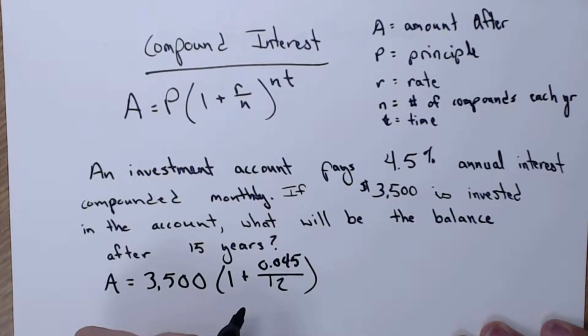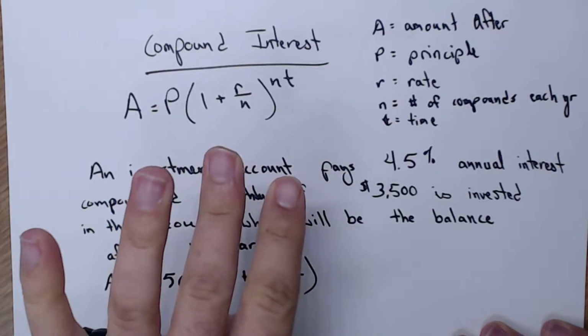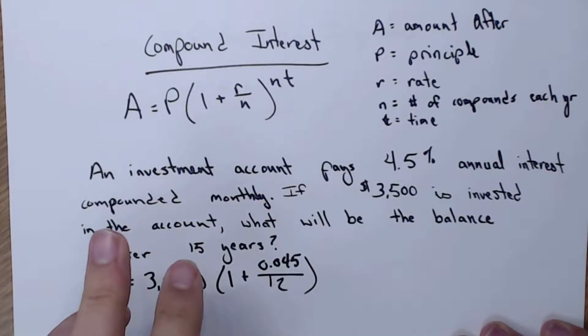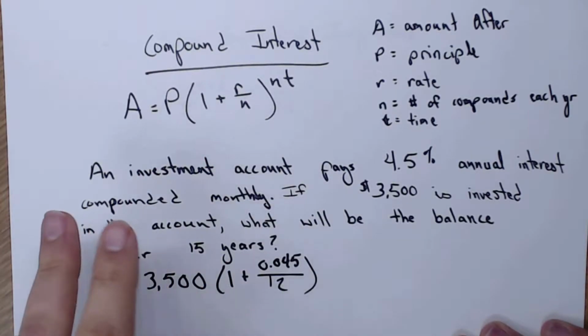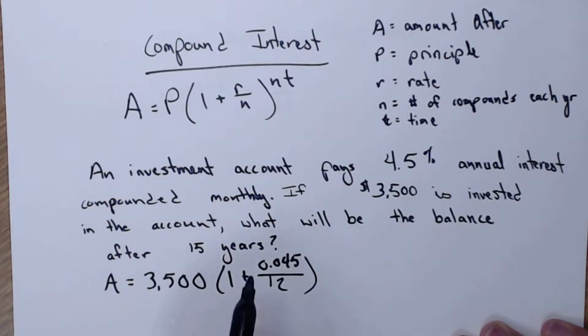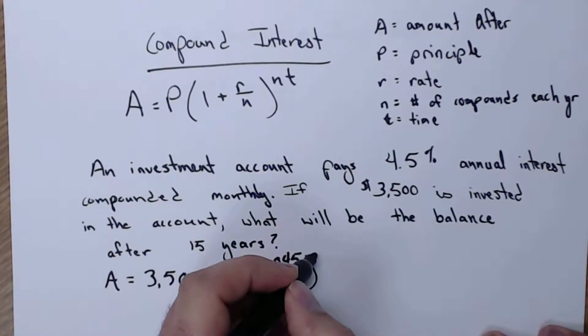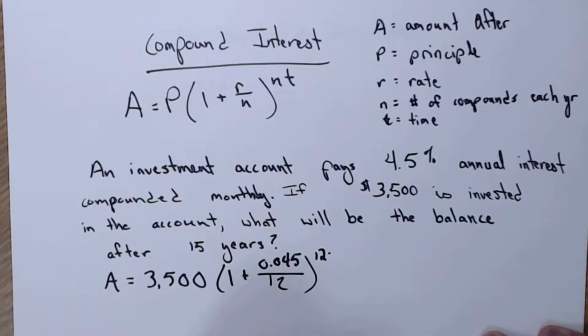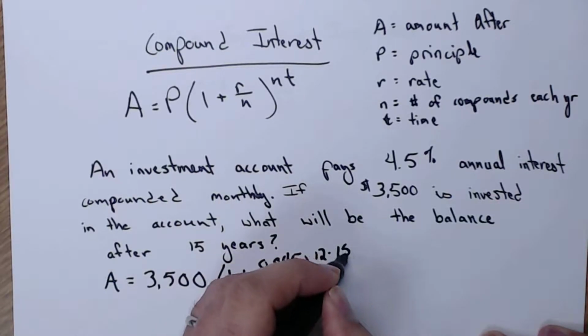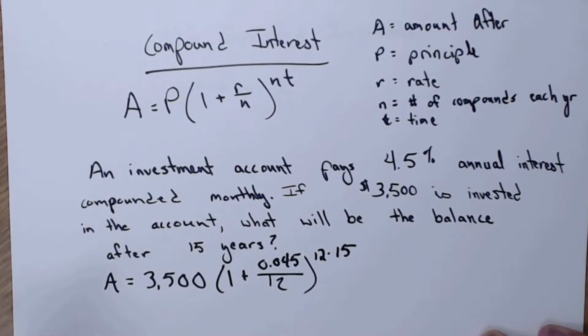If we were compounded quarterly, well, then it would be 4. Bi-weekly can actually mean two things. It can mean twice a week or every other week, so that depends on context there. 12 times in a year and 15 years. Well, let's simplify this a little bit further.